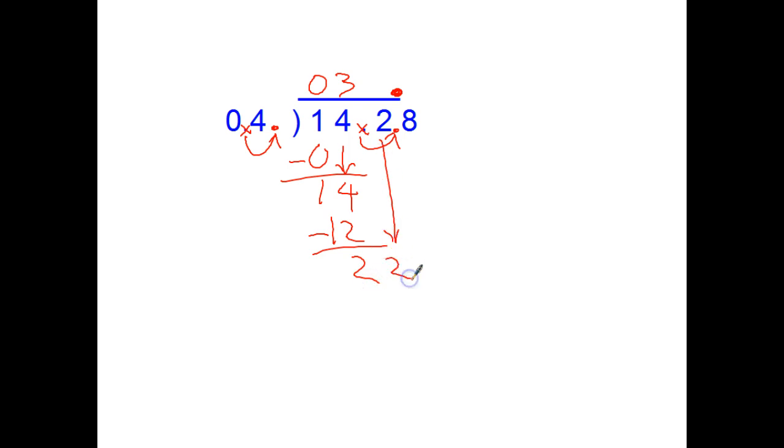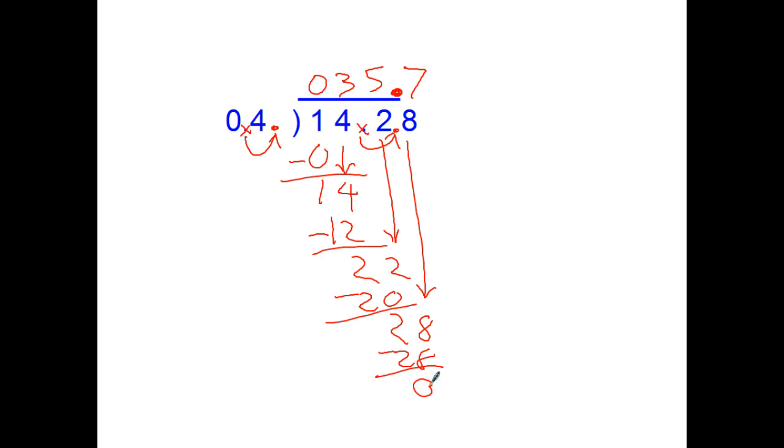Bring down my other 2. How many 4s in 22? 5. 5 times 4 is 20. When I subtract, I got a 2. Bring down my 8. How many 4s in 28? I know you guys don't like that fact, but 4 times 7 is 28. And there's nothing left, so my answer would be 35.7.